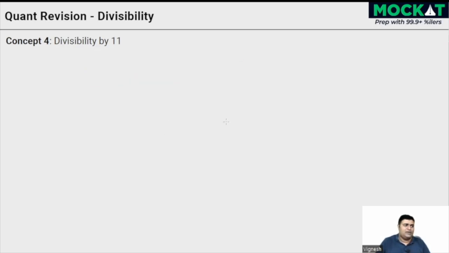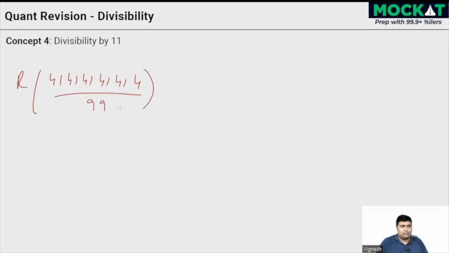Okay. Now, at this stage, you could get some questions around this, not using 11, but something like 101 or 99. How do you do it? So what is the remainder of, let's say, 41414141414? How many 41s over here? 5 41s and a 4. That's an 11-digit number divided by 99. What is the remainder going to be?